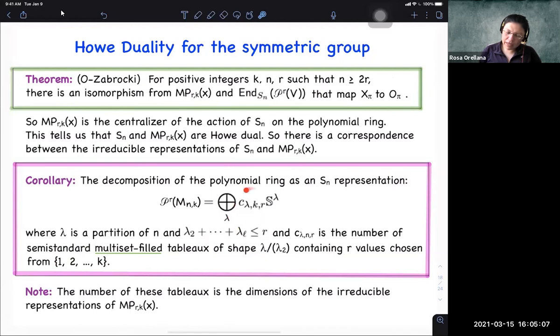So you again have tableaux filled with multisets now. Remember, for the partition algebra, they were filled with set partitions. Now they are filled with multiset partitions. And for the classical case, they were just filled with numbers.